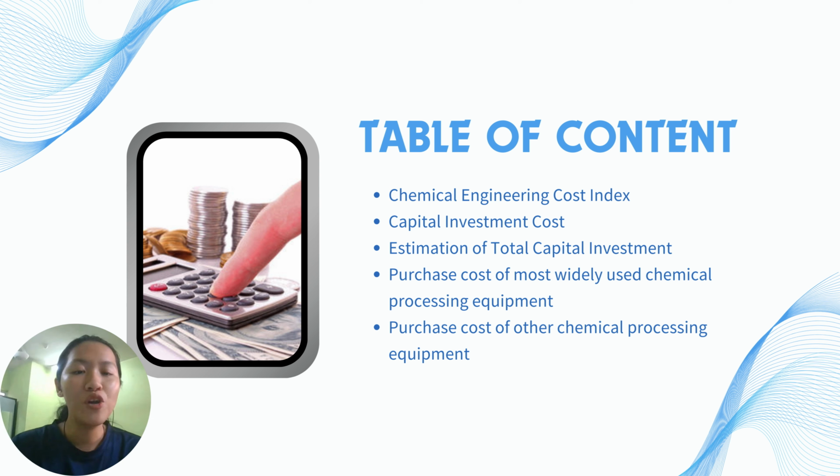So, in our video, we will be covering what the Chemical Engineering Cost Index is, what the capital investment cost is and how we define it, how we conduct the estimation of the total capital investment, what the purchase cost of the most widely used and the other chemical processing equipment is, and what the differences are between both of the calculations. These answers will be revealed until the end of the video.